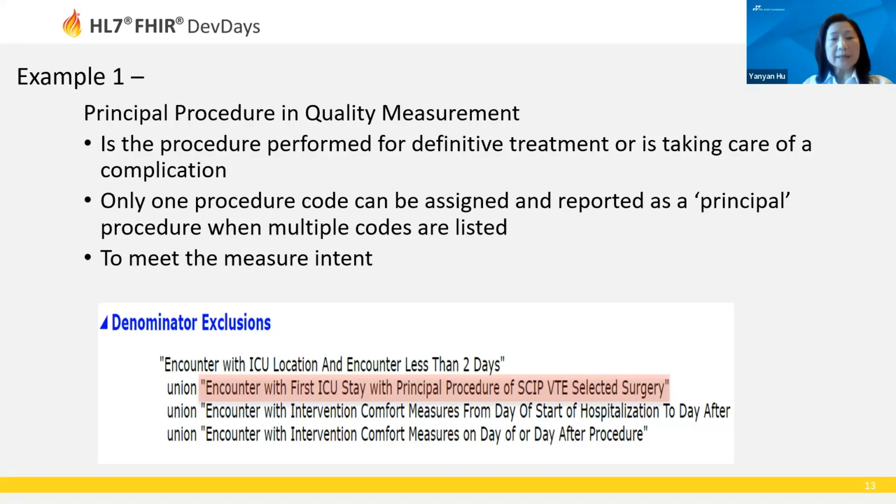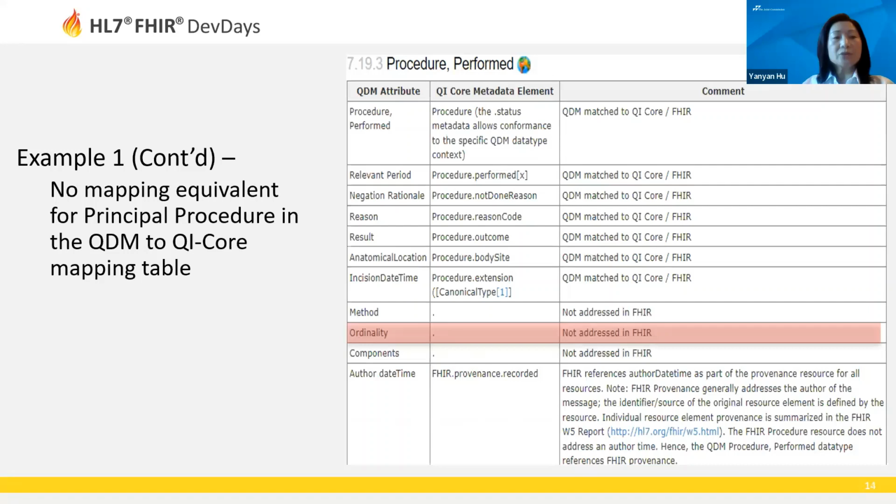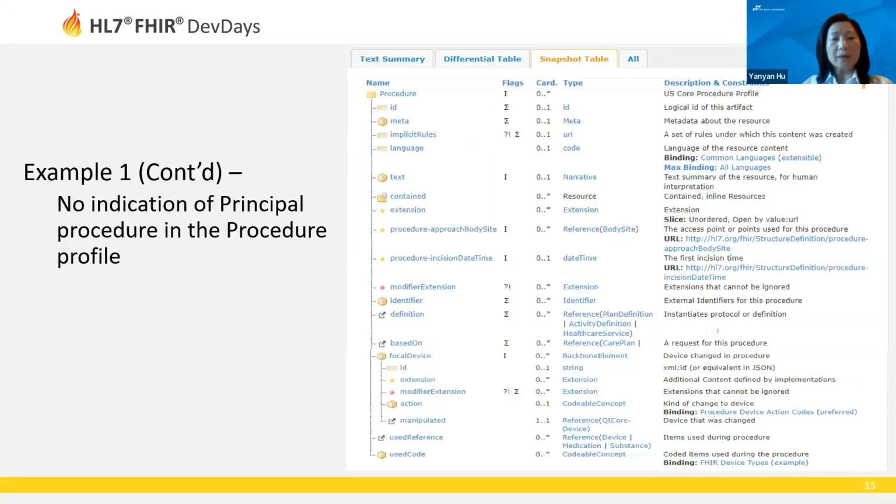Without identification, those procedures could be unintentionally included in the measure and result in an inaccurate performance rate. During the conversion process, we noticed that there is no mapping equivalent for principal procedure in the QI-Core mapping table, nor in the QI-Core procedure profile.